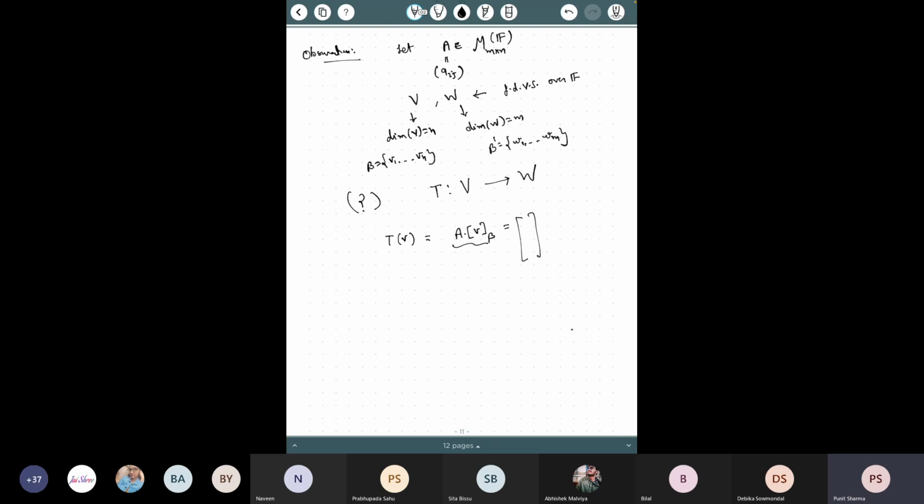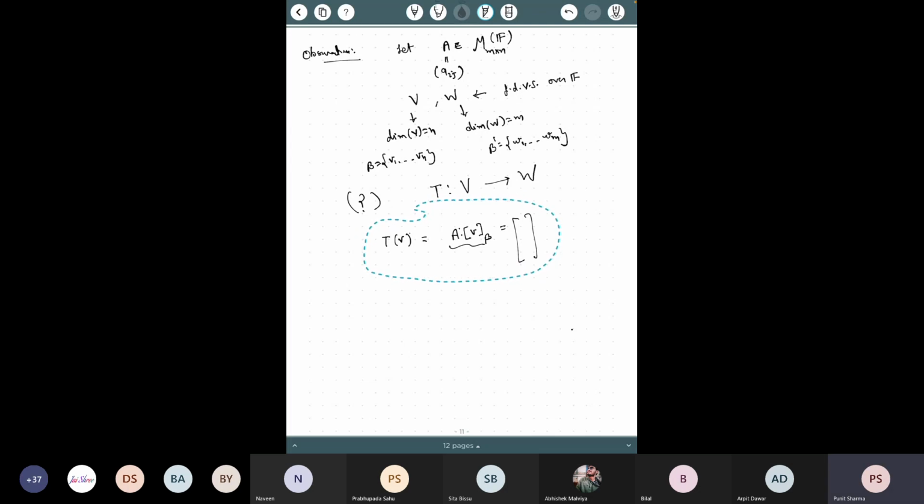Sir, T of vj is equal to summation Aij Wi, i from 1 to m. That won't give you the thing. Because of similar things. So here you have guessed almost the correct thing. The only thing is that the right hand side here is not an element of W. So for that you need to do something.